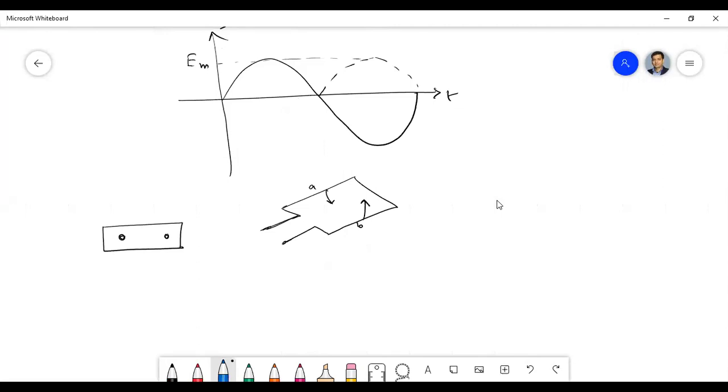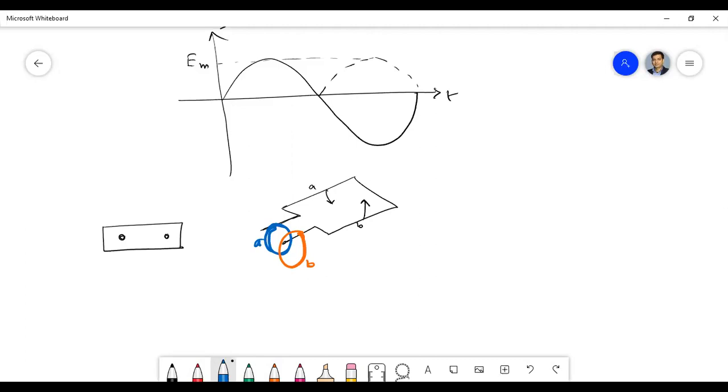One thing we can make, suppose I have a ring like this, rotating with A, and I have another ring like this, which is also rotating with B. So this is your B and this is your A. The A ring is rotating with the A coil side, and the B ring is rotating with the B coil side.